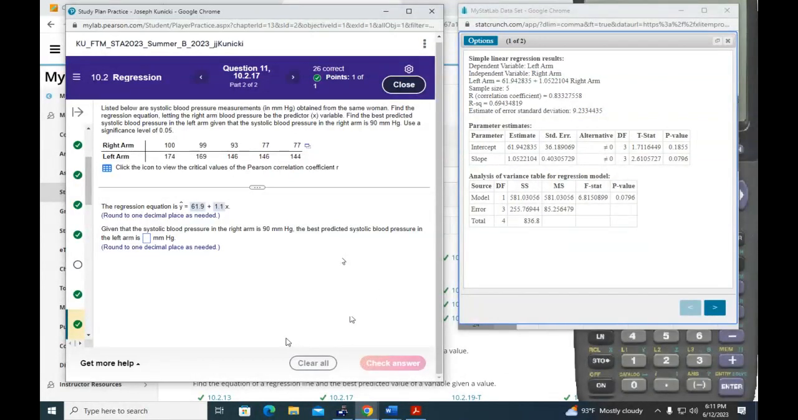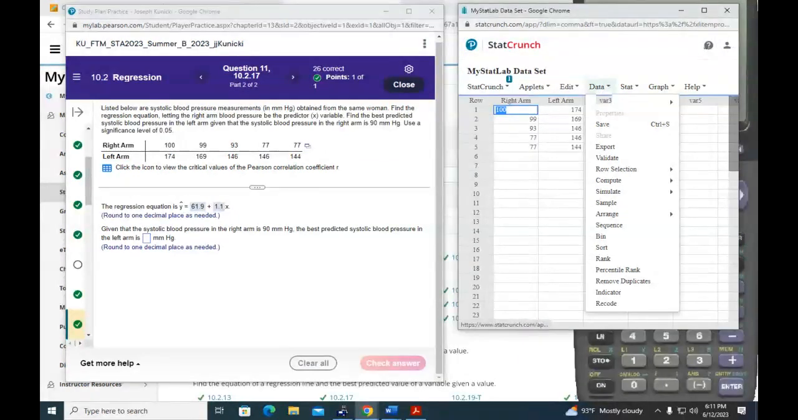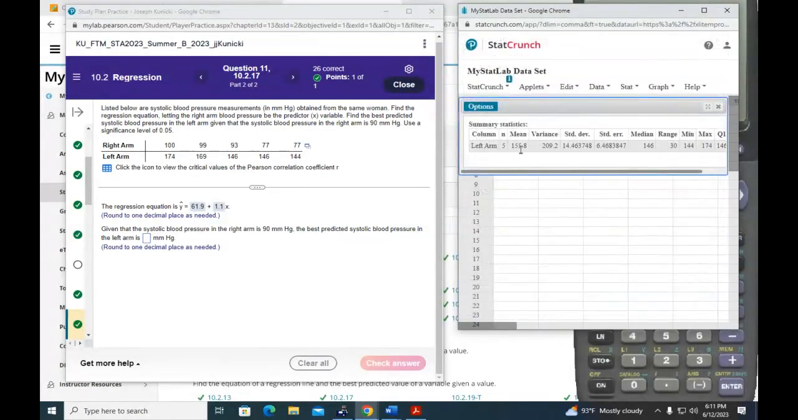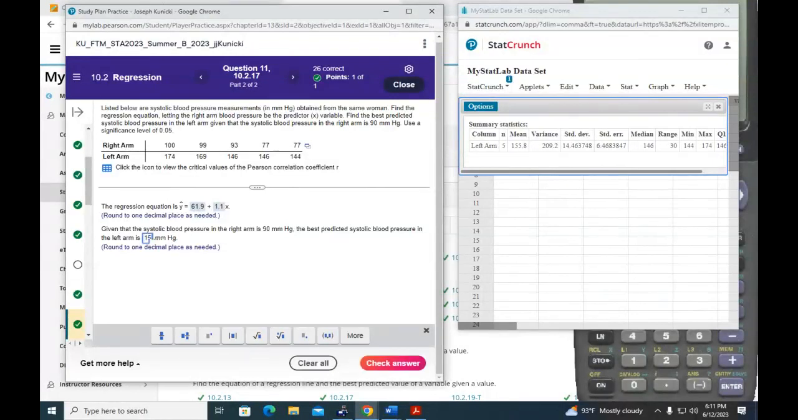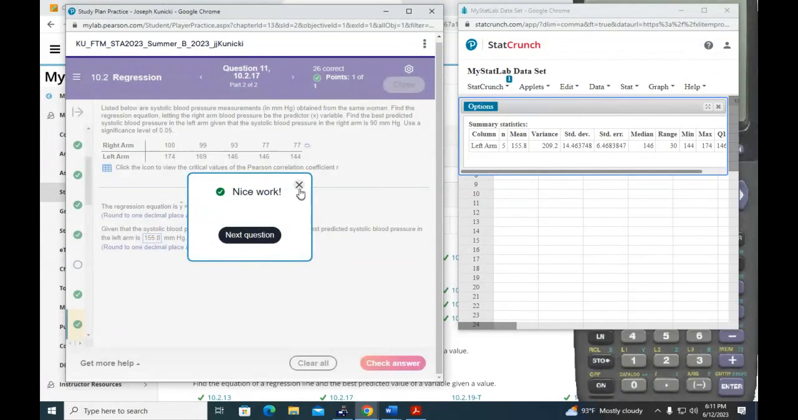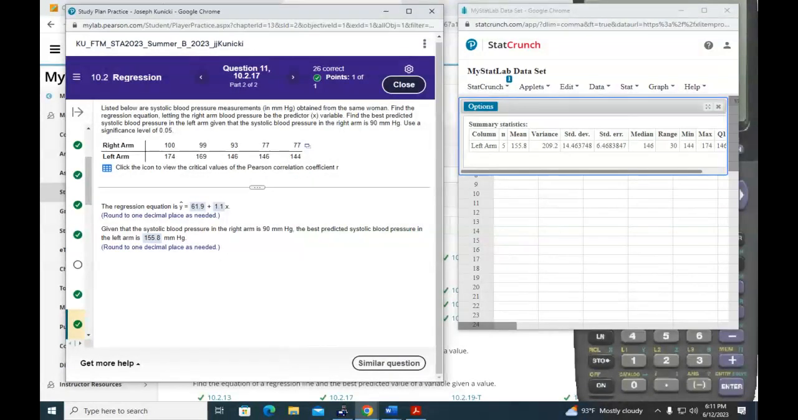That means we have to find the y average. We can add them up and divide by 5, or just as a point of review, I can go to stat, summary stats, columns and do left arm. That's because that's the y's. And the average is 155.8. Be careful, because if you forget, you're going to use the equation and get an answer that they're going to say is wrong. Don't freak out. Just go, oh, wait a minute. Did I check the p-value? Did I check to see if it's significant?